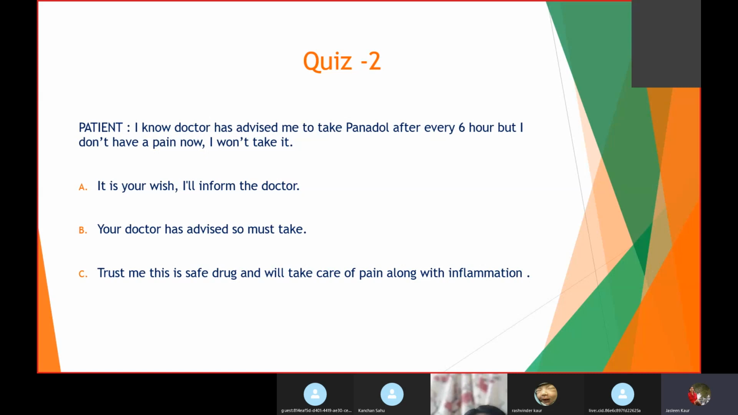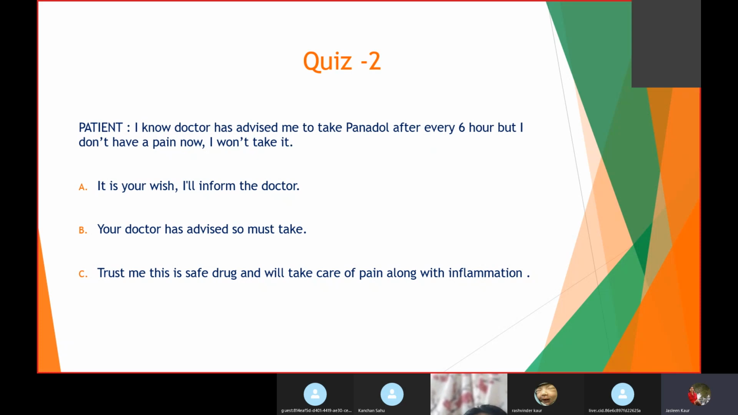Now, quiz 2. A patient is saying, I know the doctor has advised me to take Panadol after every 6 hours, but I don't have a pain now. I won't take it. Now the patient is telling you that the doctor has told me to take paracetamol, but I don't want to take it because I don't have a pain. Now, what would be your appropriate response as a nurse?